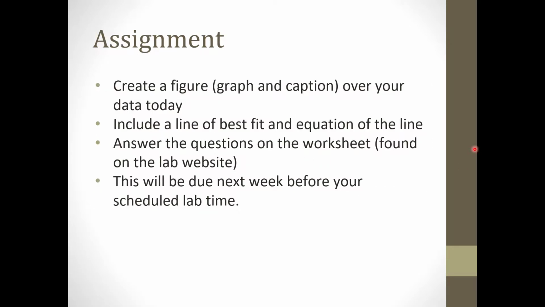So ultimately, you're going to then make a figure of this data. So graph, caption, best fit line. And there's an assignment online that I want you to work on. You'll download the sheet and you'll answer the questions on the sheet. And be prepared for a quiz when you come to lab in the future.